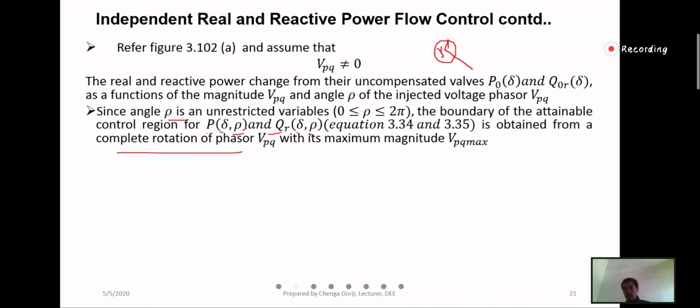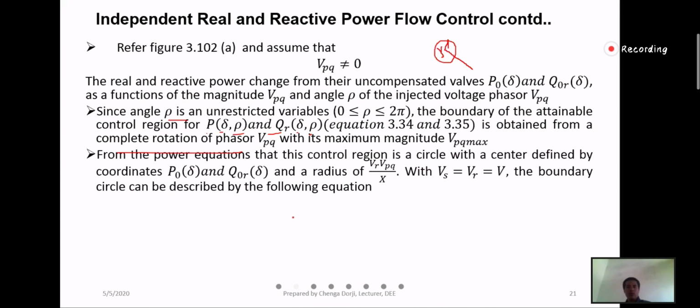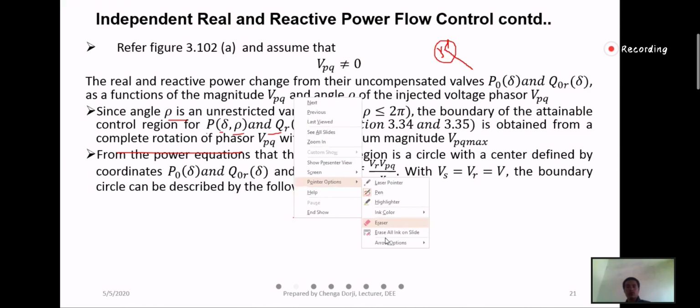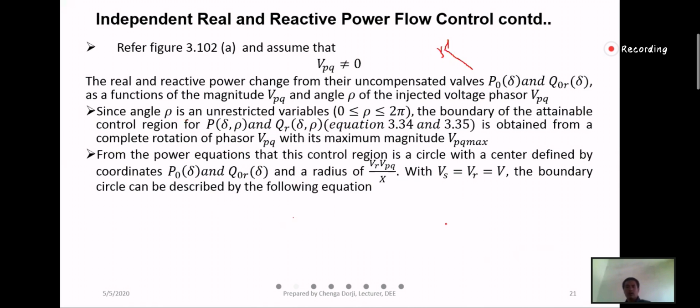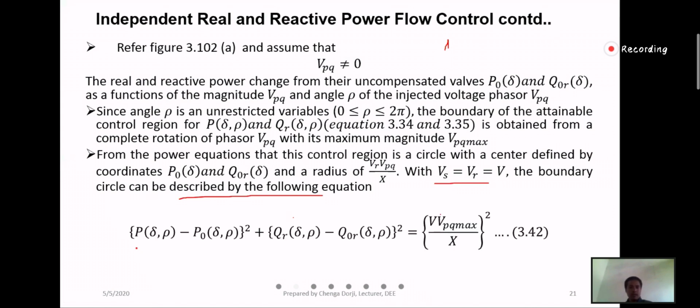So from the power equations, this circle is defined with the radius of this. The boundary circle can be described by the following equation. So first one, this is real power compensated, uncompensated, reactive power compensated, reactive power uncompensated. This will give you this. This is your radius. So equation of circle again. So from that circle equation you can.